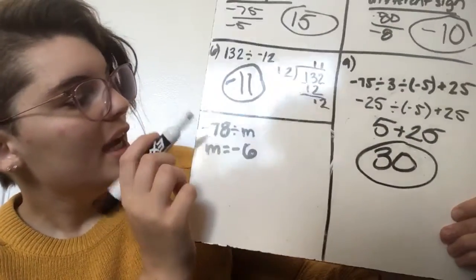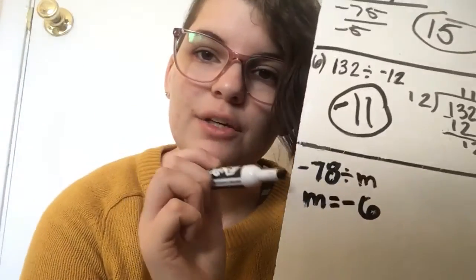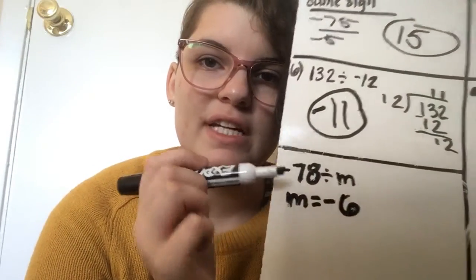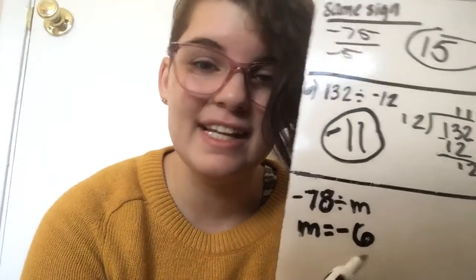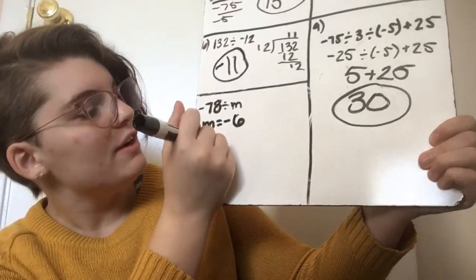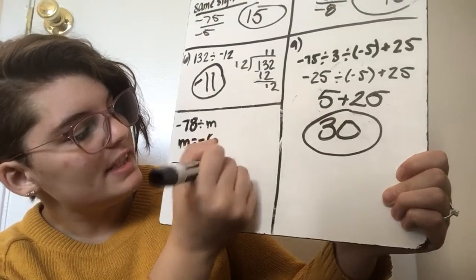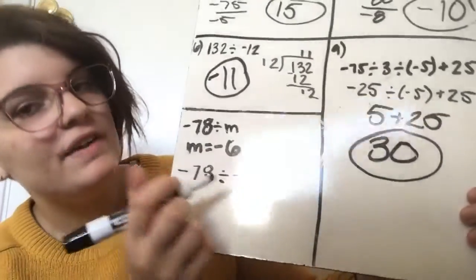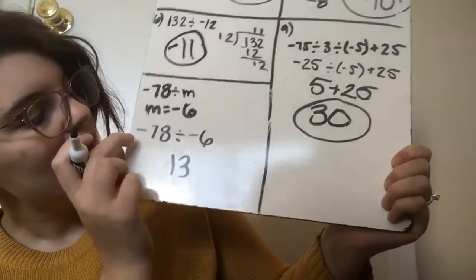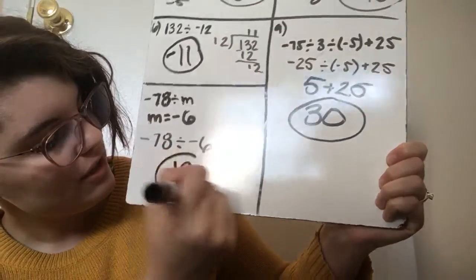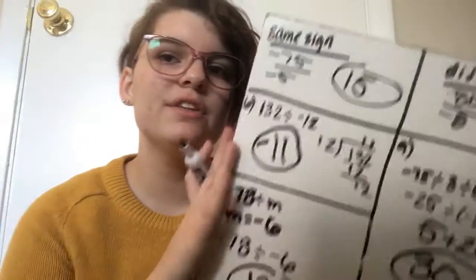All right, and then we have, this is number 11 on your worksheet. So you have negative 78 divided by m, and in the directions it says m is negative 6. So if you plug that in, you have negative 78 divided by negative 6. 78 divided by 6, when you do it, it equals 13. I have a negative and a negative, so my answer is positive. All right? So that's going through that.